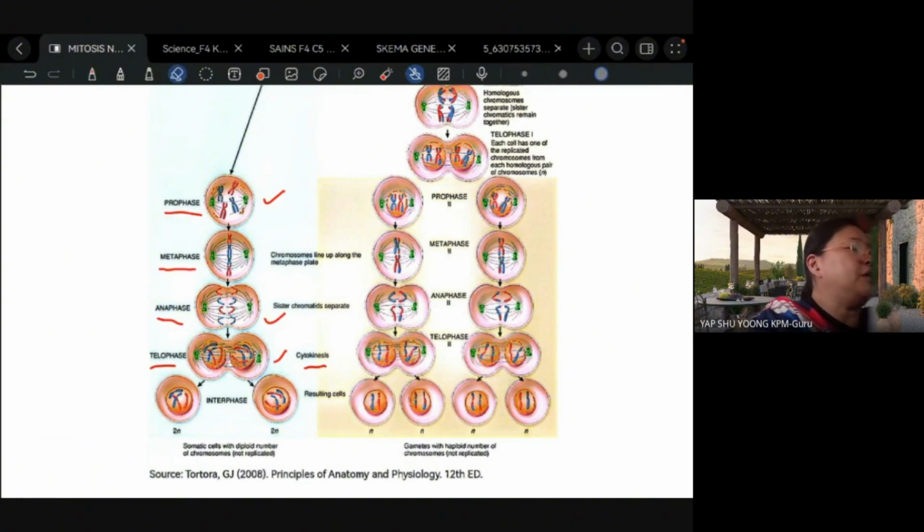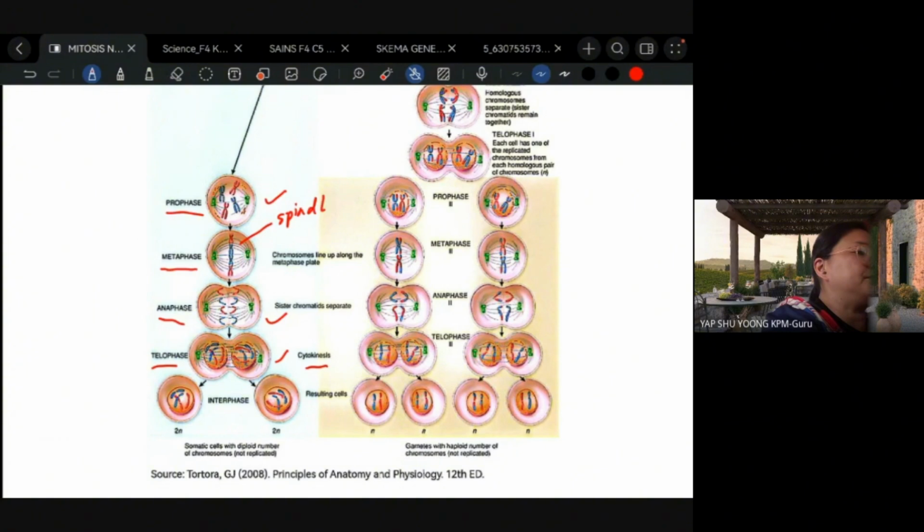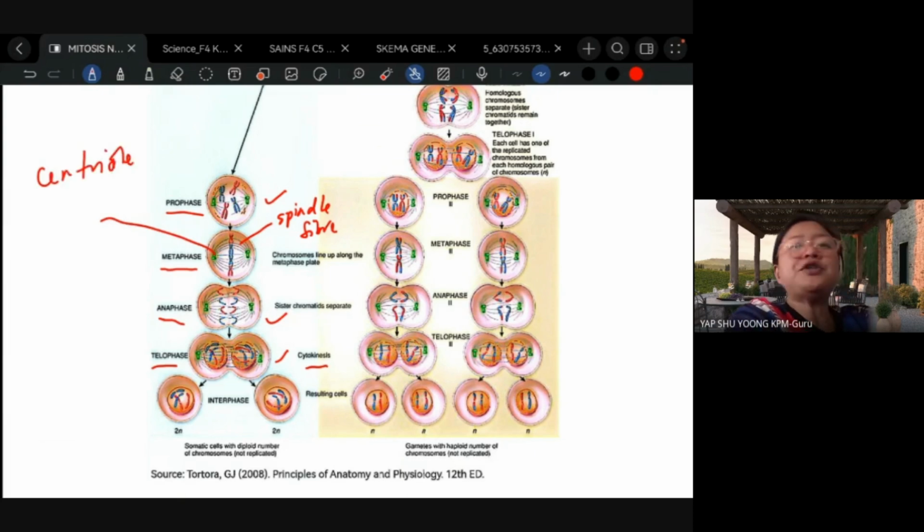During the metaphase, all the chromosomes align at the metaphase plate, or in Malay we call it sata katulistiwa. This one we call a spindle fiber. And the green one, we call this a centriole. The function of the spindle fiber is actually to move the chromosomes.